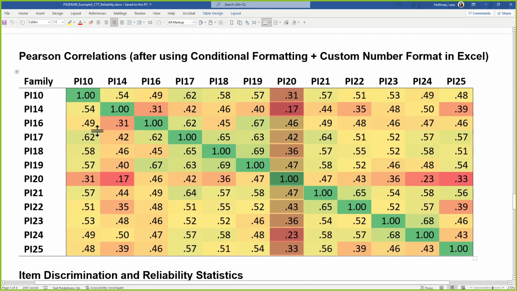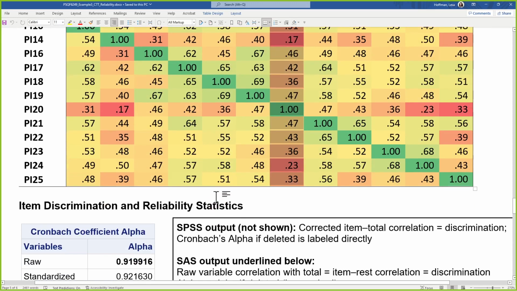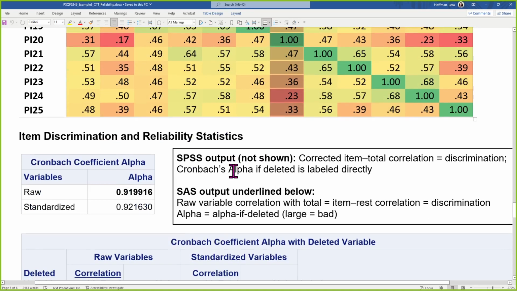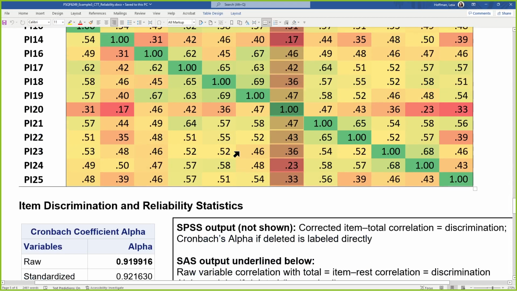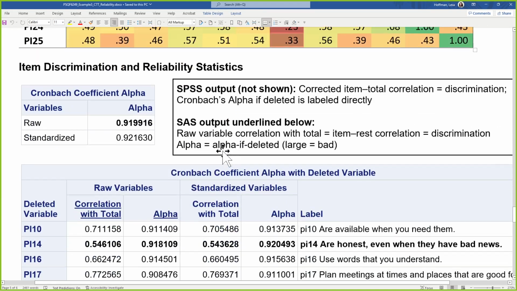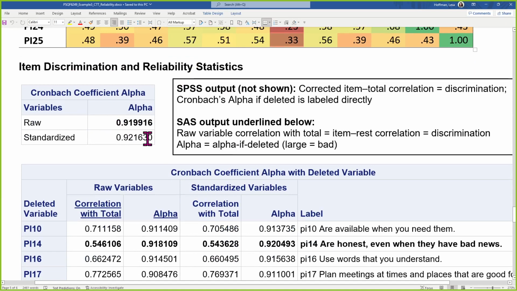Otherwise, we have a smattering of correlations ranging in size, some pockets of more or less. So we did find out that it is sufficiently unidimensional in factor analyses, but item 20 is less good across the board. These, what are we at, 14 items, something like that? Alpha is 0.92 for this.